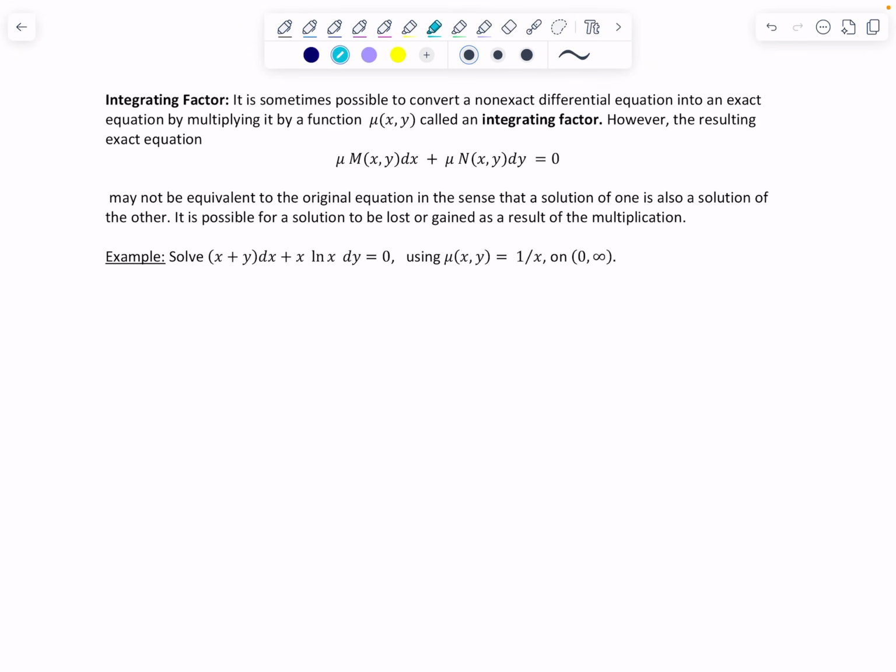This is part 2 of the video lecture for differential equations on the topic of exact equations. And in this video, we're going to work through 2 examples to see how to use an integrating factor to convert a non-exact differential equation into an exact equation. So the integrating factor we call mu of xy because it's some function of x times y.